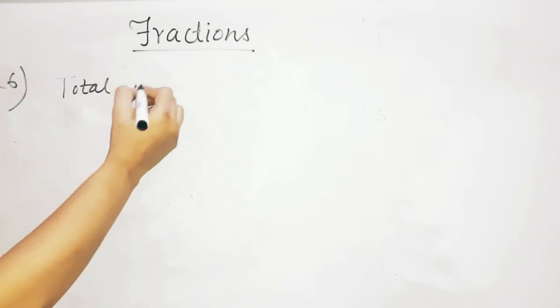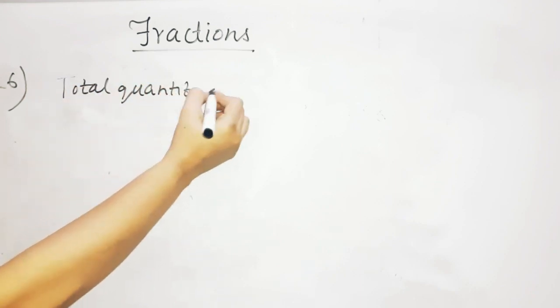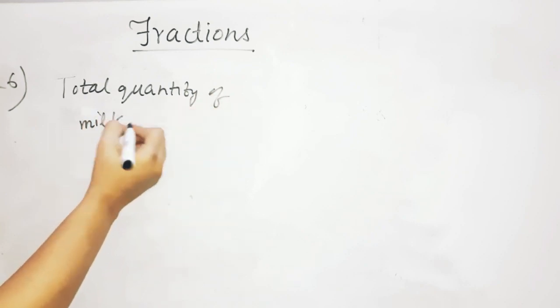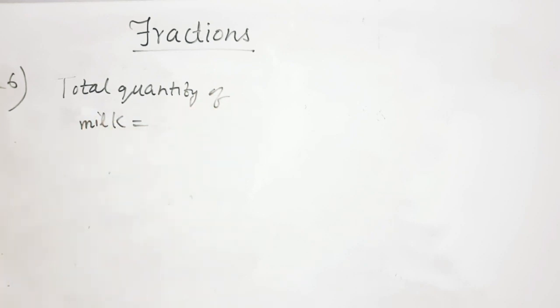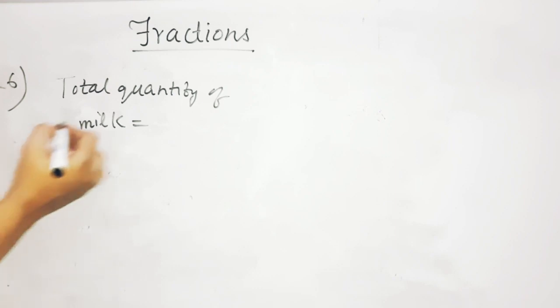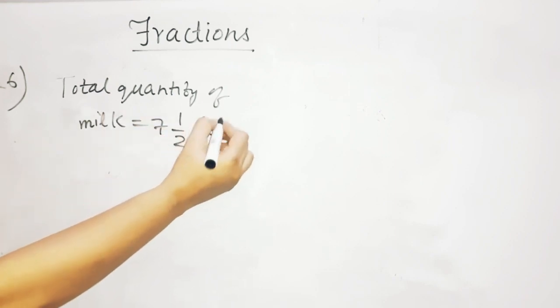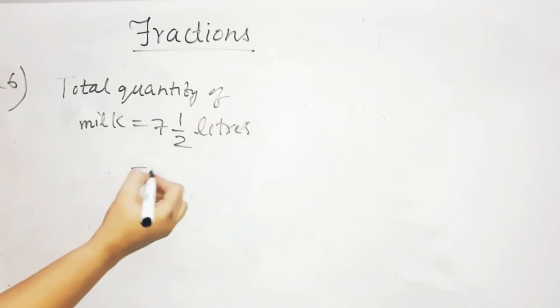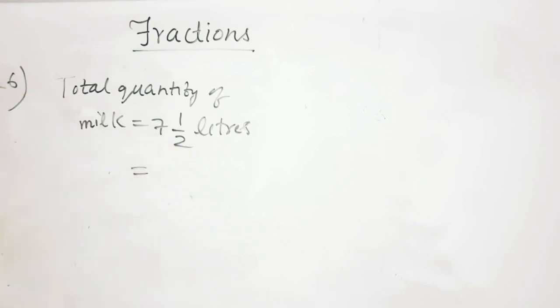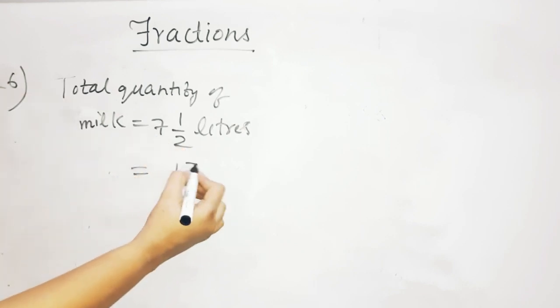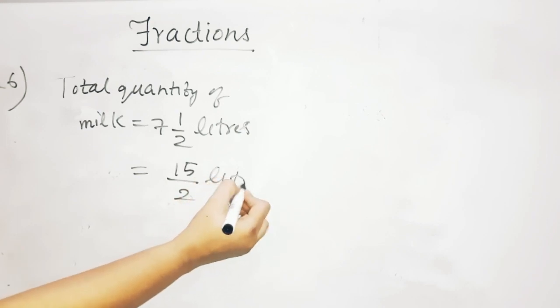Total quantity of milk. So what was the total quantity of milk? The total quantity of milk was 7 1 upon 2 liters. As it is a mixed fraction, we have to convert that mixed fraction into improper fraction. So 2 sevens are 14, 14 plus 1, 15 upon 2 liters.